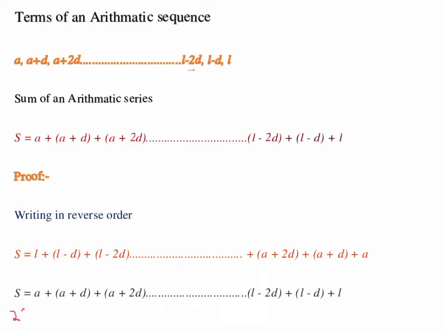The left hand side will be 2S, and on the right hand side each and every corresponding term, first term with the first term. So if you see, minus d plus d will cancel out, minus 2d plus 2d will cancel out. So you will get L plus a, again L plus a, and so on, and again the d will cancel out. So on you will get L plus a plus L plus a. How many times did you get it? n times.